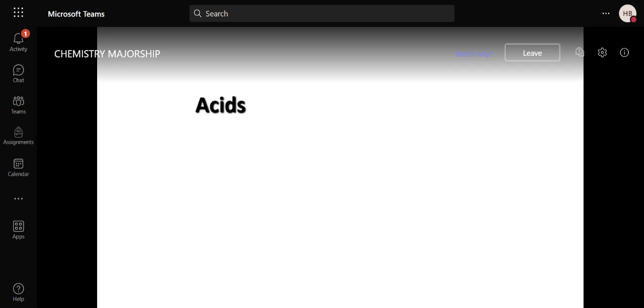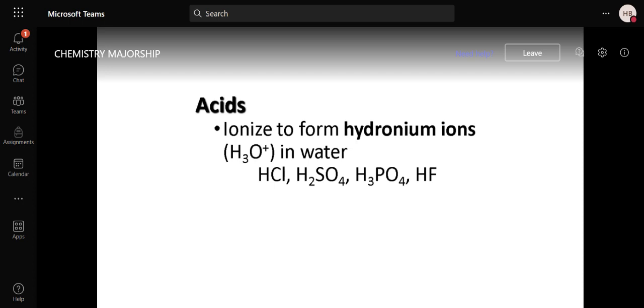Acids. May mga acids ba tayo sa bahay? Mayroon. O yung vinegar. Diba? Calamansi. Mga ganyan. O acids yan. Madami tayong mga acids sa bahay. Right? So, pansinin niyo po itong mga examples natin na ito of the acids. Ayan. And please take note of the characteristic of an acid.